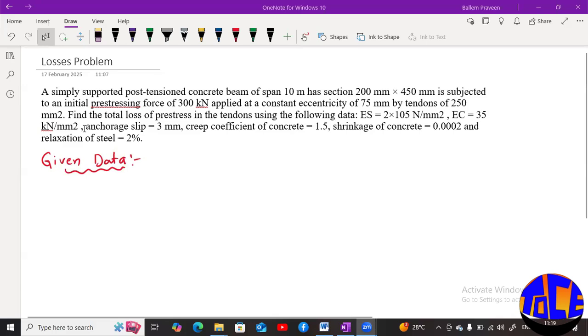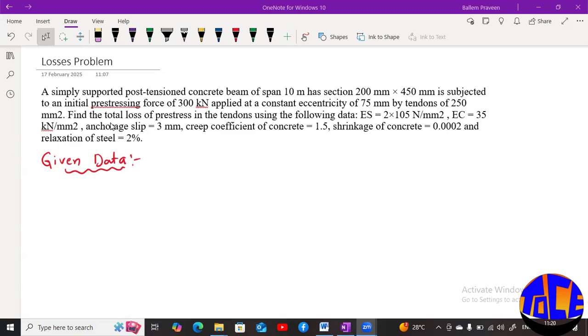Let us solve one problem from losses of pre-stress in a post-tension member. So here you have a question. Let us try to solve this question. Firstly, let us write the given data from this question.